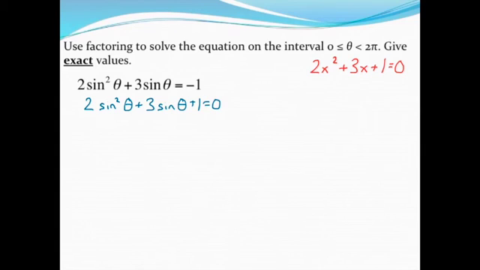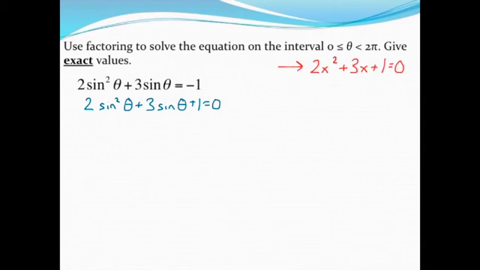When you're solving a trigonometric equation by factoring, it's really no different than solving a quadratic equation by factoring. And so our first step is going to be to set our equation equal to 0. So I've gone ahead and already done that. I've added the 1 over. Now, if you have a hard time factoring, it's often useful to rewrite the problem just using x's.